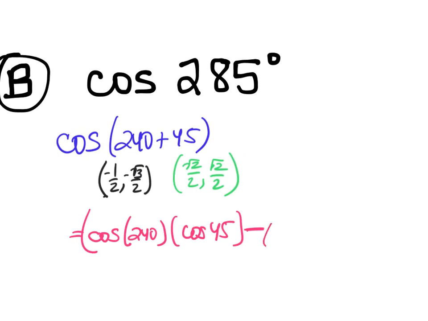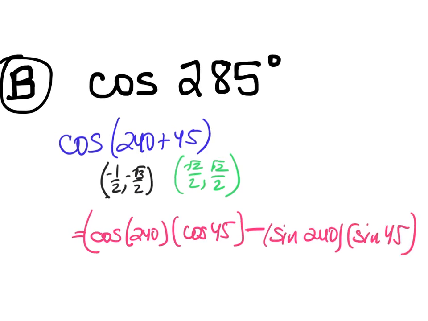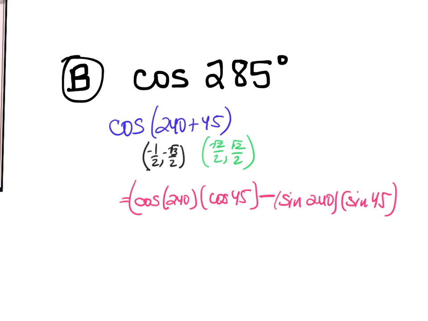Minus, do you see that, y'all? Sine 240, sine 45. You guys are given the formulas. There's no reason you should get that wrong. But notice, yes, we are adding these two, but the formula for cosine is subtraction. So now we just plug in.